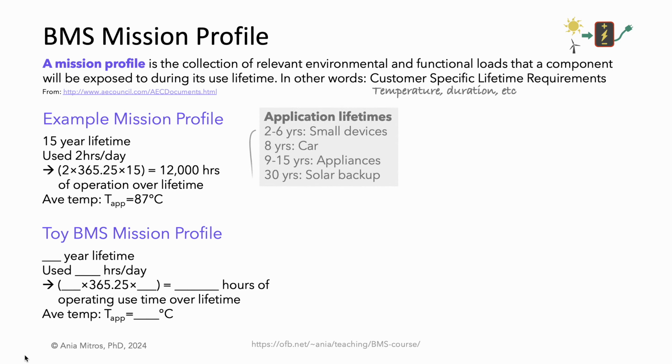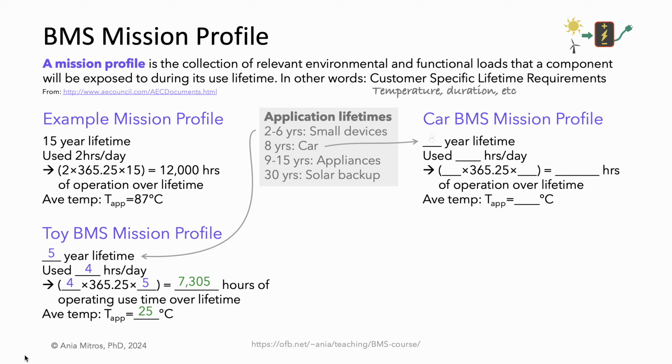We discussed earlier that the product lifetime in years depends on the application. For a small device like a phone or a toy, the lifetime might be 5 years, and the device might see 4 hours of use per day with an average temperature close to room temperature. With fewer total hours of use than our example, and a lower operating temperature, calculated accelerated lifetime test requirements should be much less than those in the AEC-Q100 example.